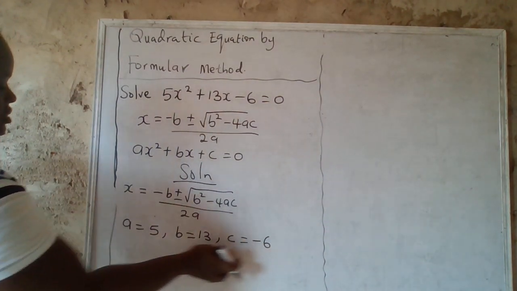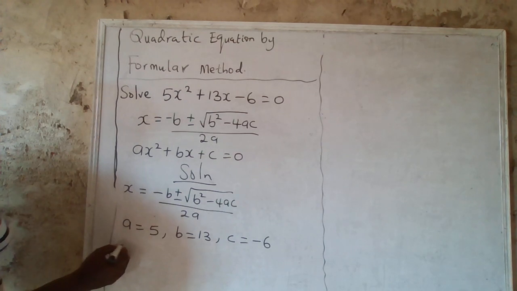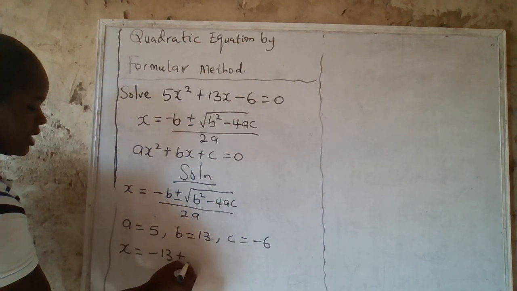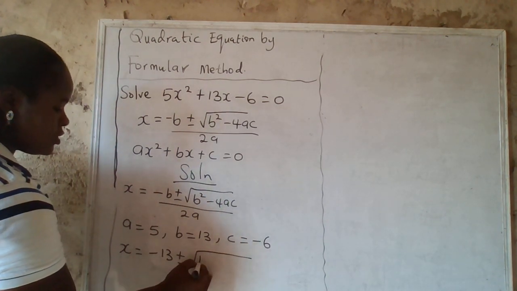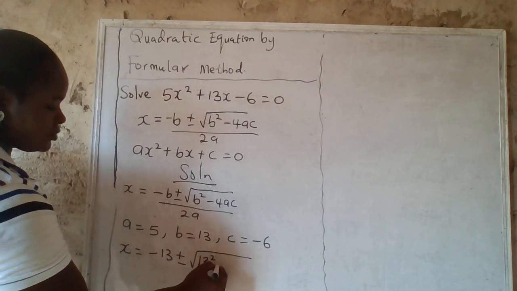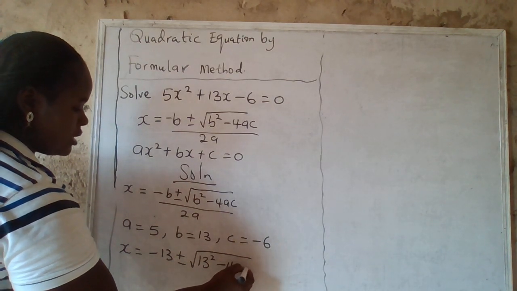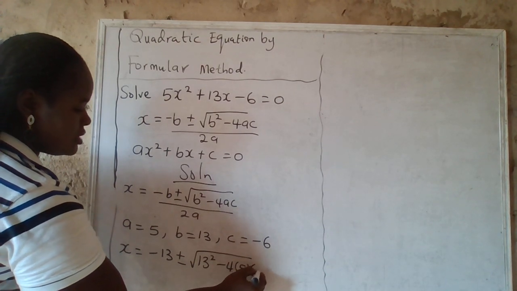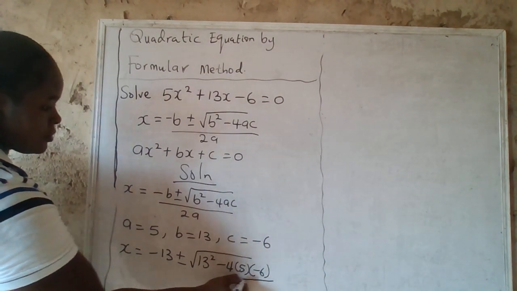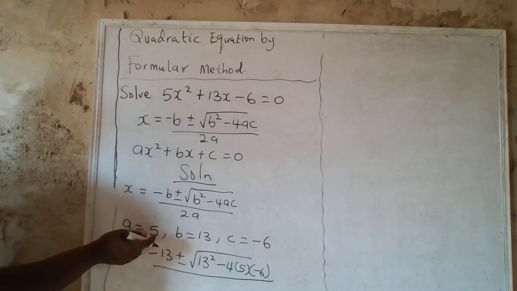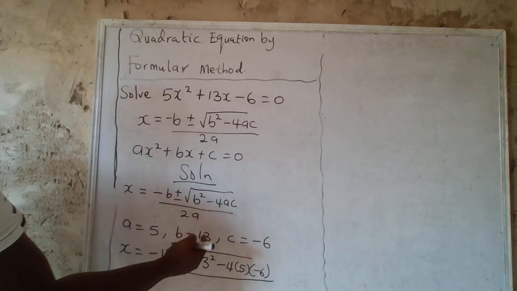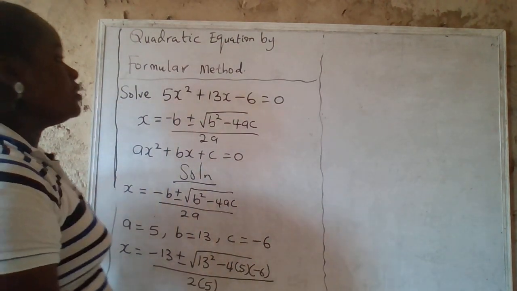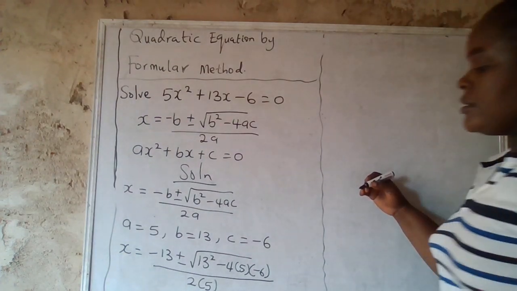Now, we will be substituting these values into this equation to have that x is going to be minus 13 plus or minus square root of 13 squared minus 4ac. a is 5, c is minus 6, all over what? All over 2a, which is 2 times 5.